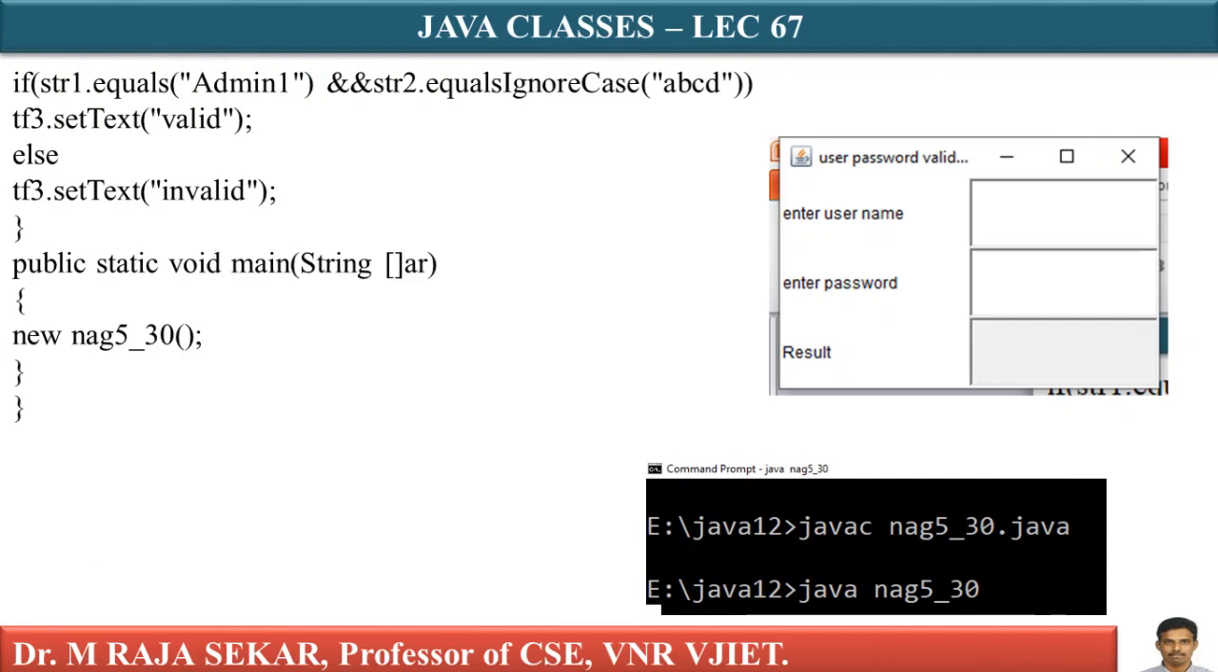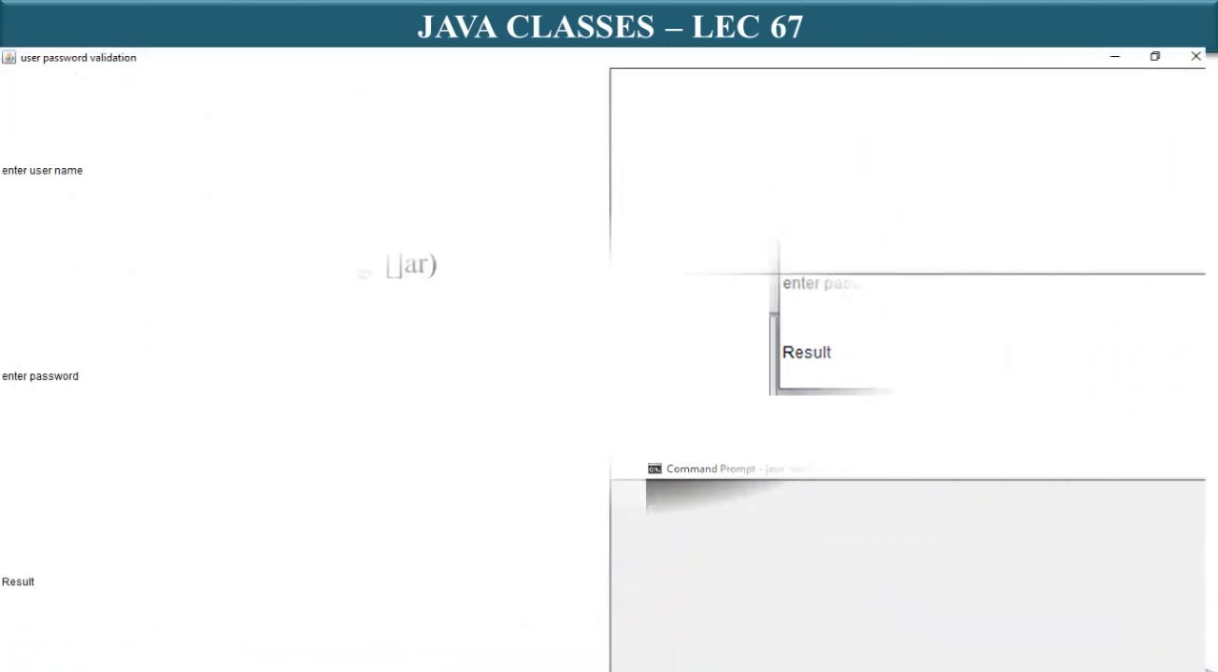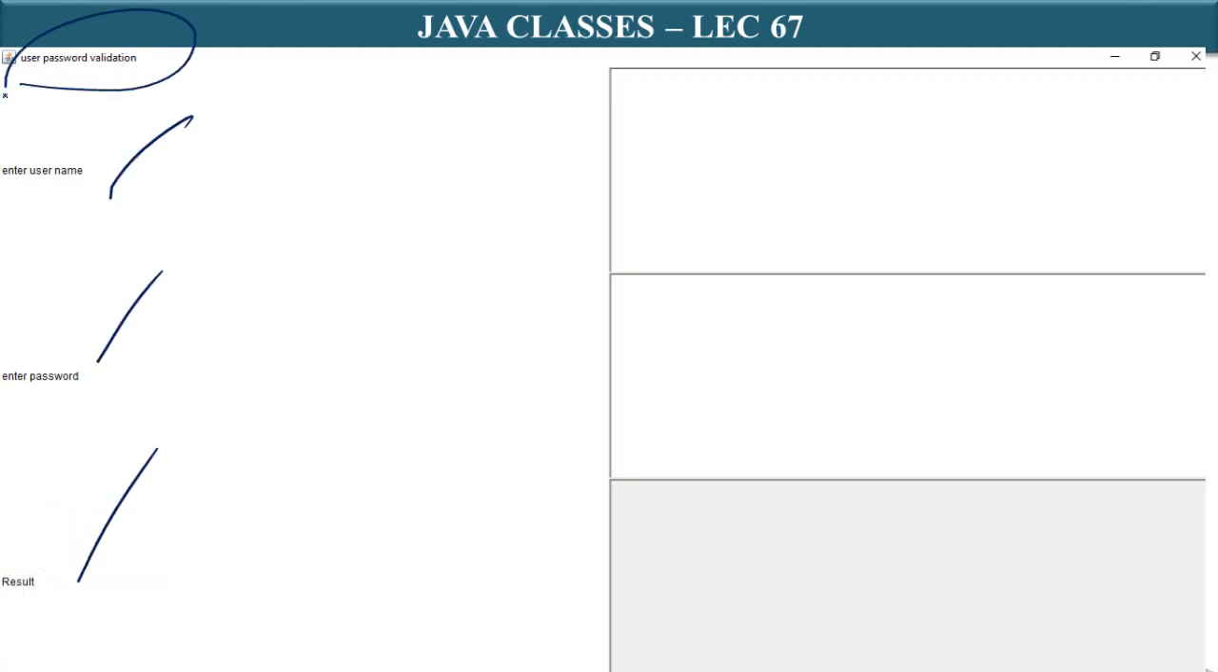How can I compile this program? javac, then the file name, and how can I run it? java, then the file name. This is a simple and straightforward lecture. I am keeping the result on a little bigger screen, nothing more than that. Username, password, result, and the title, user password validation. I just increased the size of the output screen, nothing more than that.